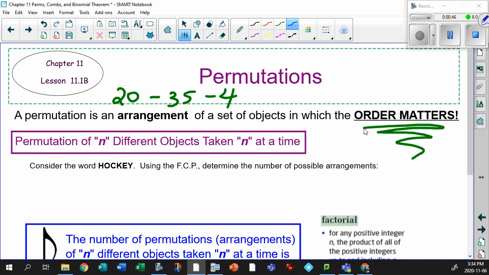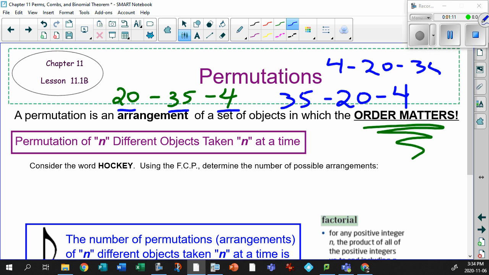That means that there's only one way. If you knew the three numbers, there's only one way of opening up your combination lock. You have to do it in order: 20, 35, 4. Because if you put down 35, 20, 4, that could be somebody else's combination, a completely different combination. Or you could put down 4, 20, and 35. And you can keep on going until you exhaust all the possible arrangements.